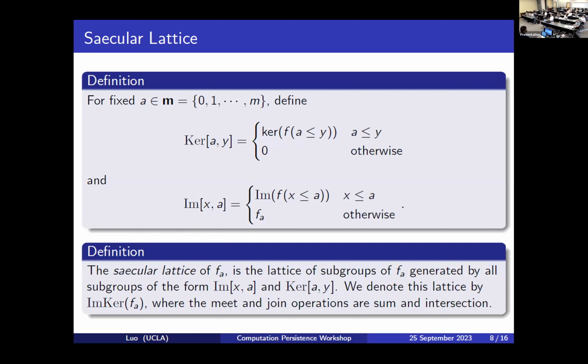And essentially the secular lattice of F_a is a lattice of subgroups of F_a that's generated by all of the M_{x,a} and K^{a,y}'s. Here we have the two lattice operations, meet and join, which are given by the intersection and sum of subgroups. And in particular, if we take meets and joins and make things closed, then we get the secular lattice.